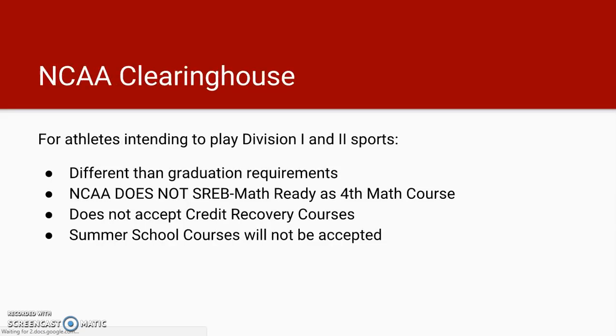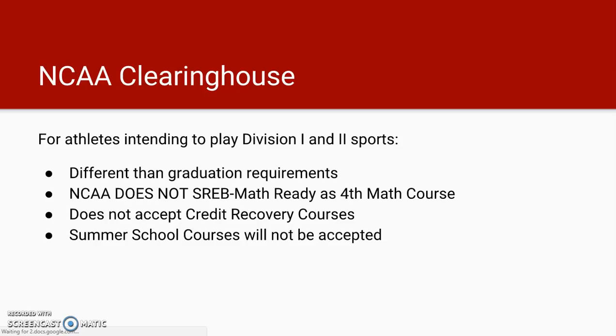NCAA Clearinghouse. If you're an athlete that intends to play sports at the Division I or II college level, you need to be sure to register with NCAA at least by junior year at ncaa.org. You also need to be aware of the types of courses the NCAA will use to determine your eligibility to play at the college level. You should examine these course requirements prior to completing your course selections to make sure you have enough of the specific courses that are required. Their requirements are different than Butler's graduation requirements.